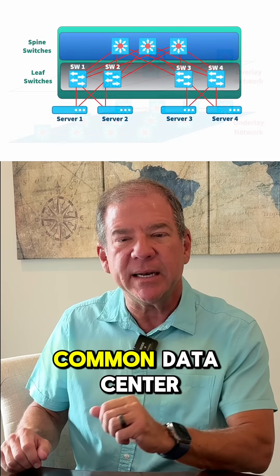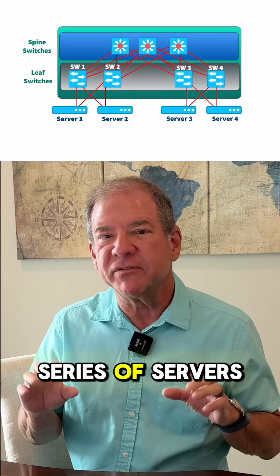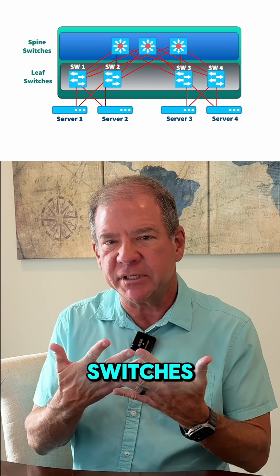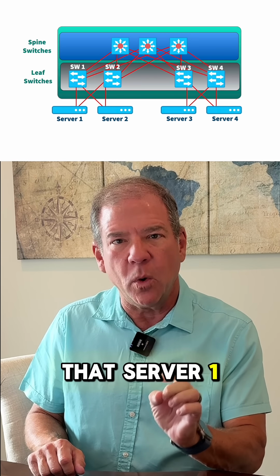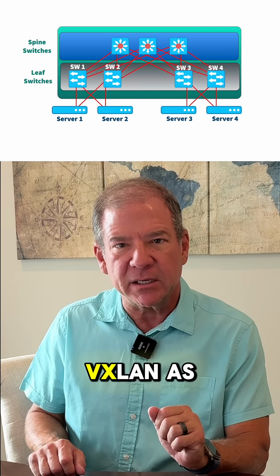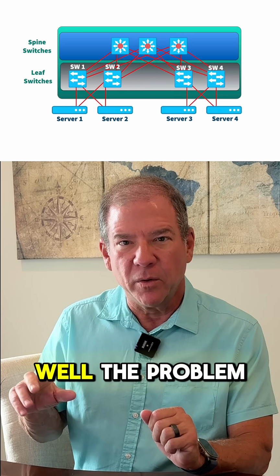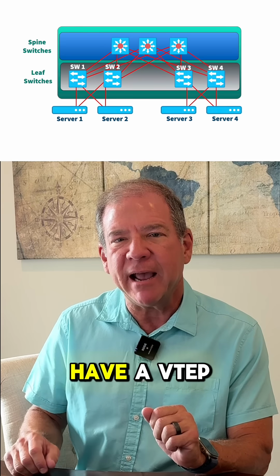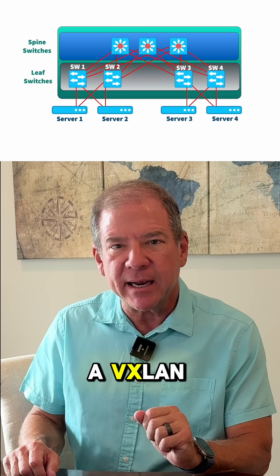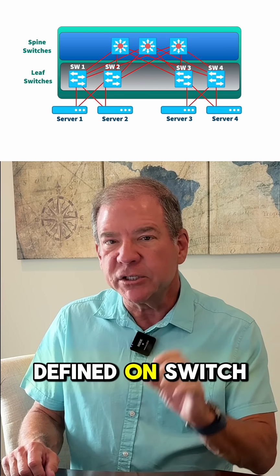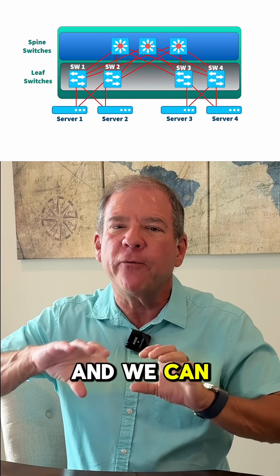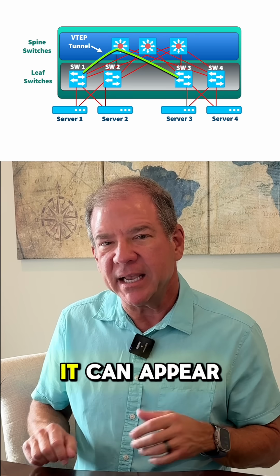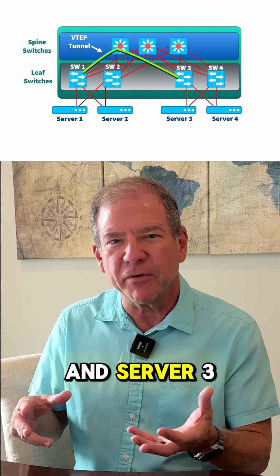Consider this really common data center topology. We've got a series of servers connected to leaf switches, and they connect back to the spine switches. And let's say, for example, that server 1 wants to be in the same VXLAN as server 3. Well, the problem is they're separated by a multi-layer spine switch, but what we can do is have a VTEP, a VXLAN tunnel endpoint defined on switch 1 and switch 3, and we can form a tunnel between them called a VTEP tunnel.